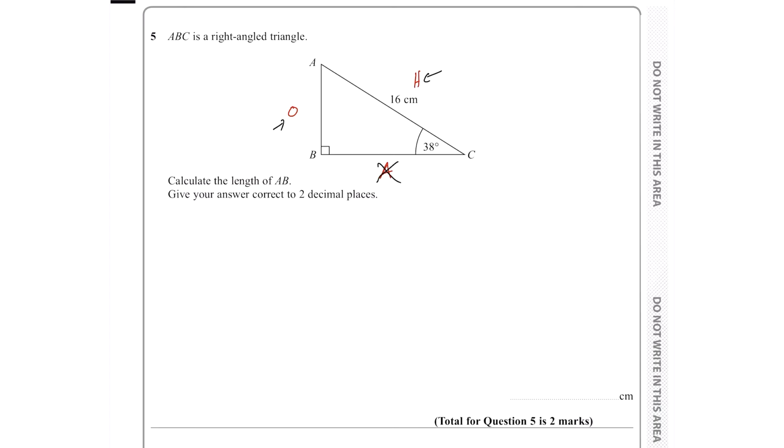That leaves us with O and H, and that's going to be something like this. So we have sine 38 is equal to the opposite, which is AB, divided by the hypotenuse, which is 16. So the answer for the opposite is going to be 16 times sine 38, and opposite obviously is AB. Again, you type the numbers into your calculator and you get your answer, to 2 decimal places, as 9.85.